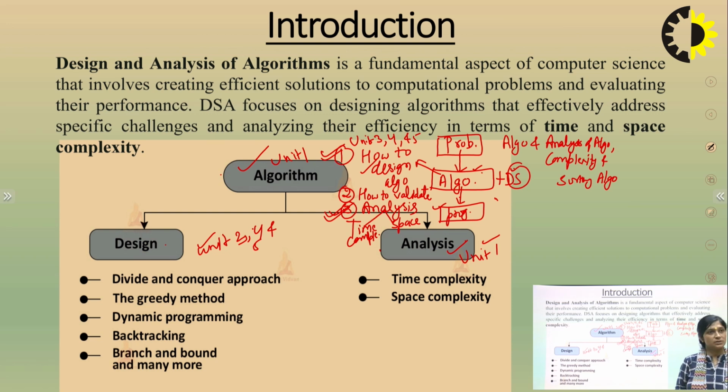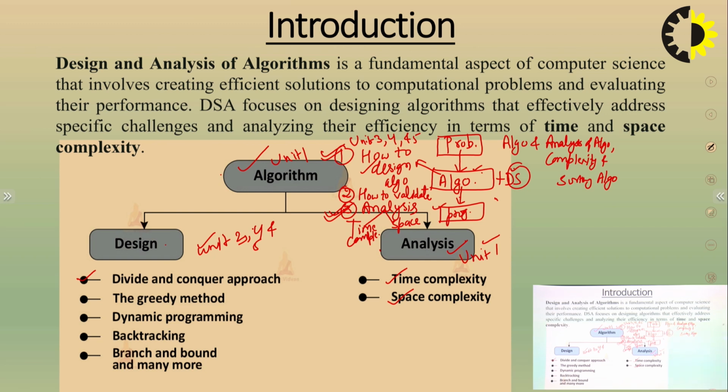I told you that DA is a combination of 3 terms: design, algorithm and analysis. You will study algorithm and analysis in unit 1, and designing you will study in how to design the algorithm. You can use various approaches, like divide and conquer approach, greedy method, dynamic programming, backtracking, etc. These methods you will study in unit 3, 4 and 5. These are the designing methods. And in the analysis part, as I already told you, time complexity and space complexity.